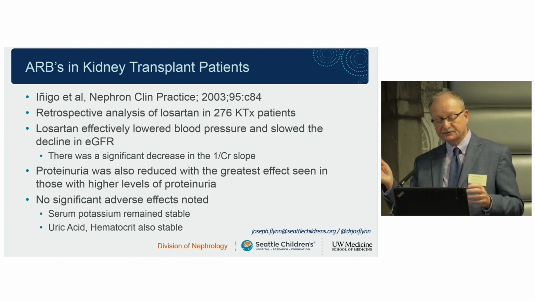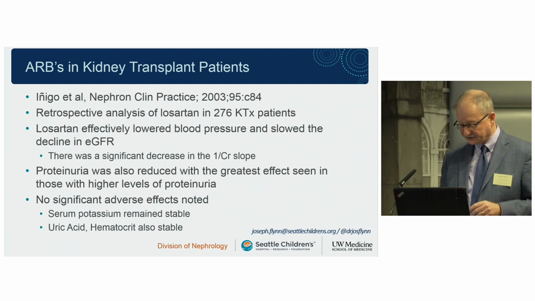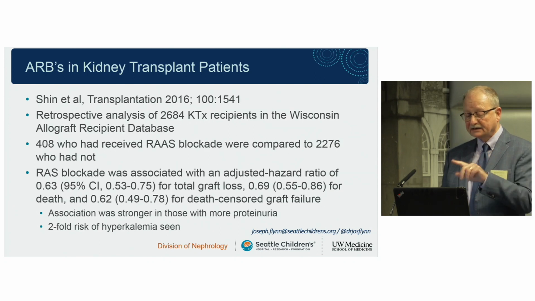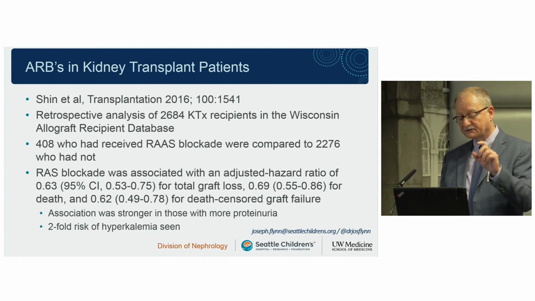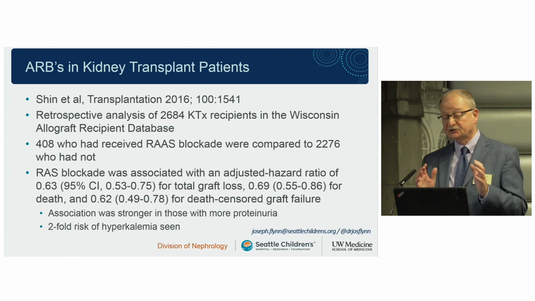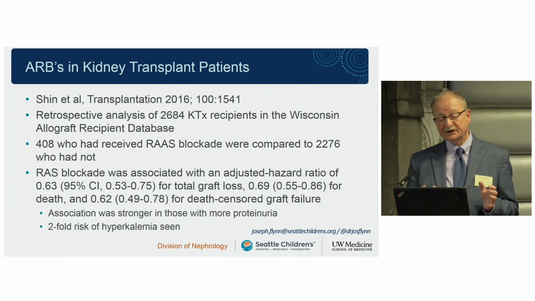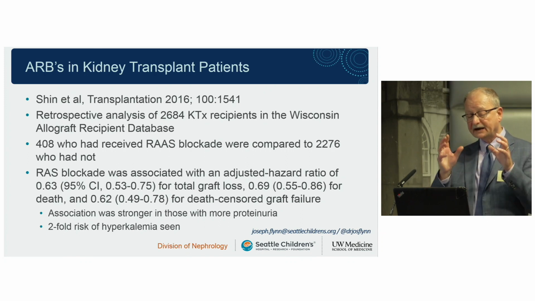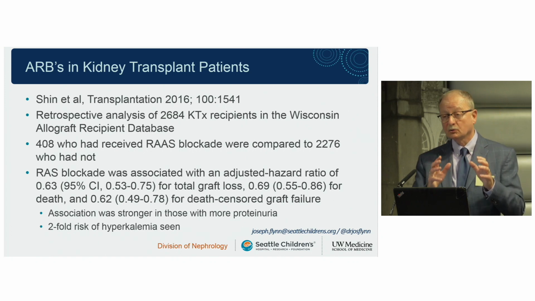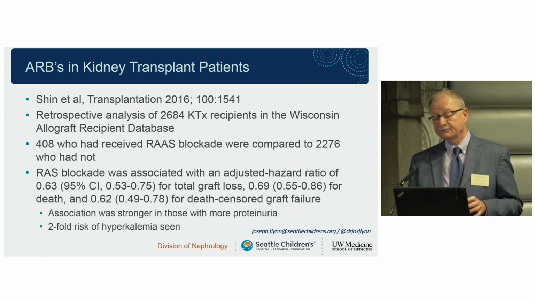They didn't really see problems with potassium or uric acid or hematocrit. Now, this study comes from the Wisconsin Allograft Recipient Database, so it's really big. 2,700 adult transplant patients, and they were able to pull out 400 of them who were on RAS blockade compared to about 2,300 who had not.